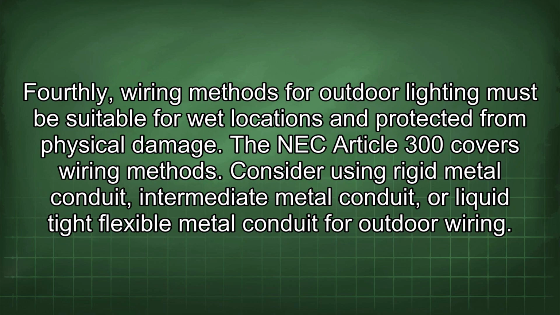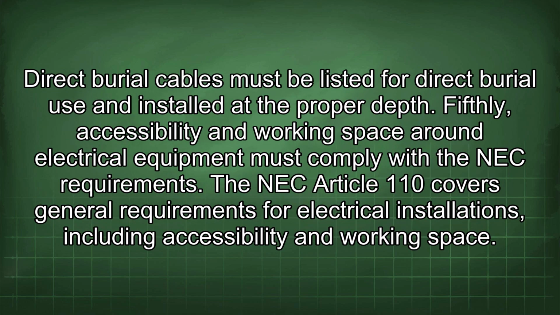Fourthly, wiring methods for outdoor lighting must be suitable for wet locations and protected from physical damage. The NEC Article 300 covers wiring methods. Consider using rigid metal conduit, intermediate metal conduit, or liquid-tight flexible metal conduit for outdoor wiring. Direct burial cables must be listed for direct burial use and installed at the proper depth.